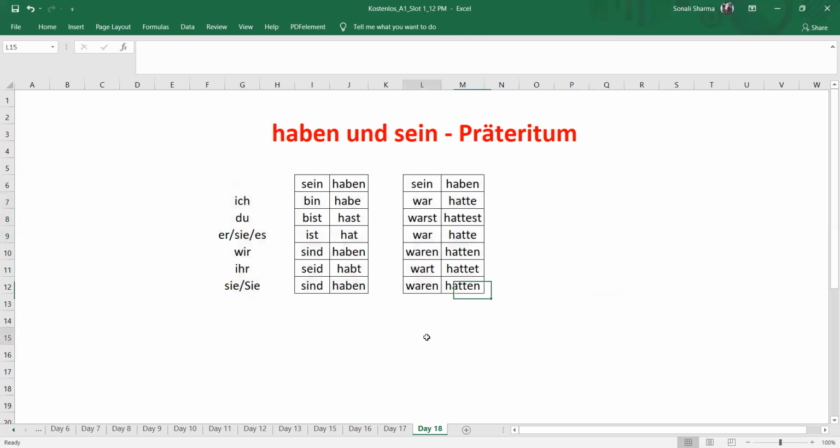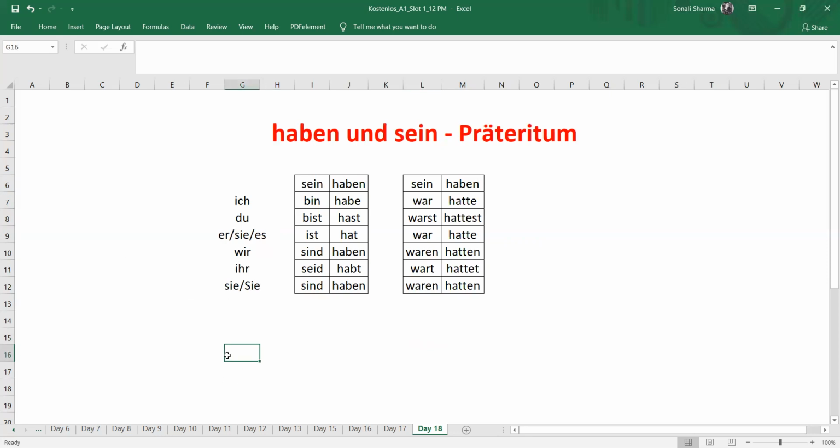So these were the conjugations. When I say ich war, it is like I was. And this haben part is changing into the had part. I had. I had a car. Ich hatte ein Auto. I was a teacher. So, ich war eine Lehrerin.